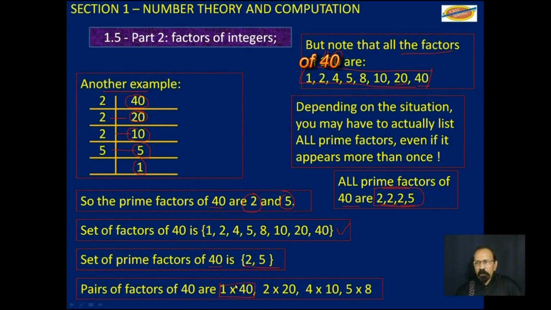And the pairs of factors of 40 are 1 and 40. If you multiply those two, you will get back 40. 2 and 20, 4 and 10, and 5 and 8. Multiply those two, you will get back 40.